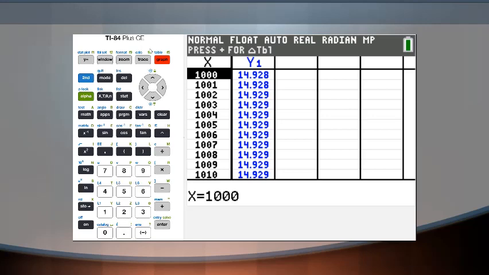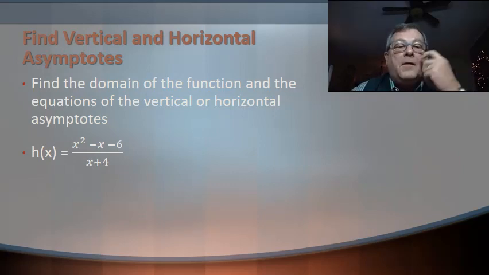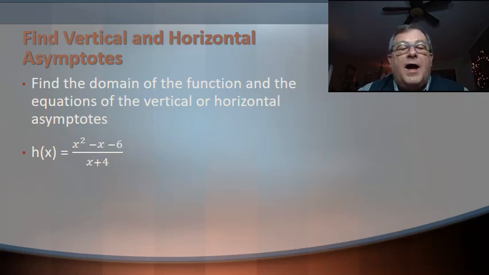Okay, very good. That's it. We'll take a look at one more. Okay, well, let's consider a second rational function. Again, all we're doing right now, we're going to define the domain of the function. In other words, where is our restriction? What can x not equal in the domain of this rational function? And what are the equations of the vertical and horizontal asymptotes?